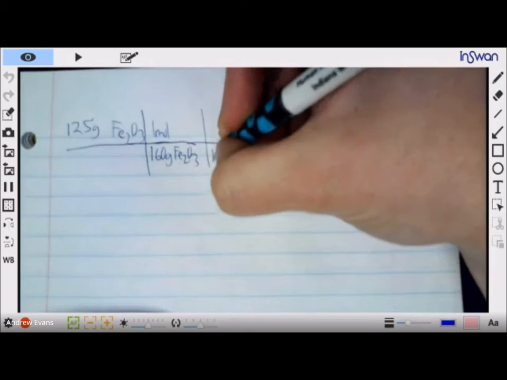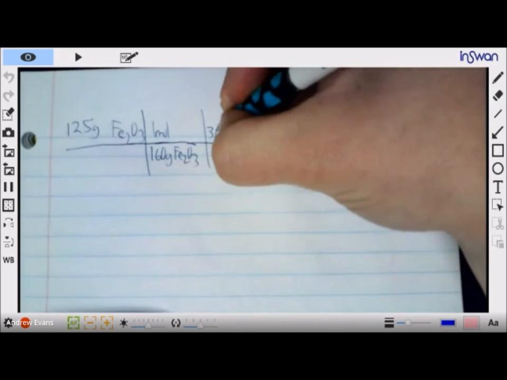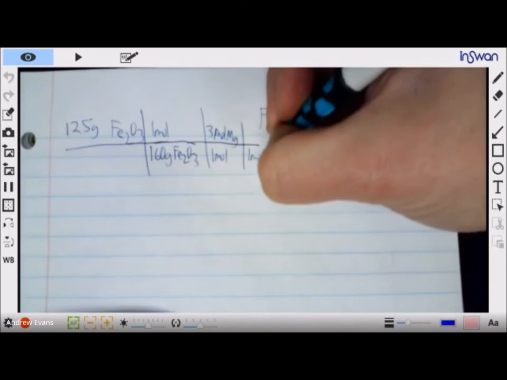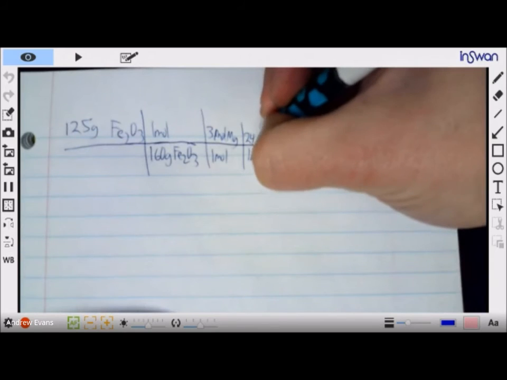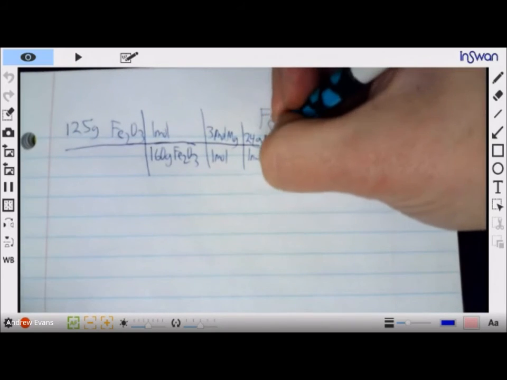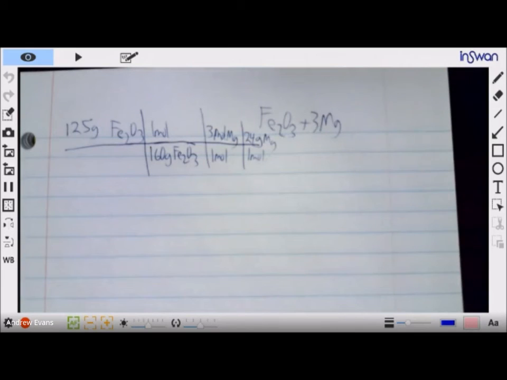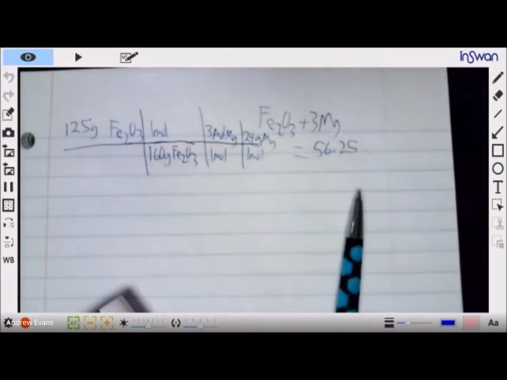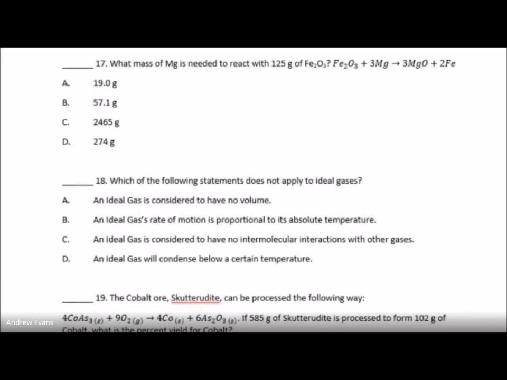For every 1 mole of iron oxide, we need 3 moles of magnesium. And the molar mass of magnesium is 24 grams, or close enough to 24 grams. So 125 divided by 160 times 3 times 24. It's going to be 56.25 grams. Close enough to 57. I rounded a bit.